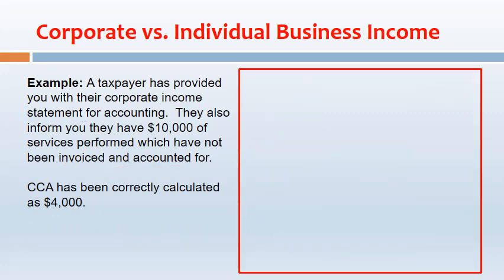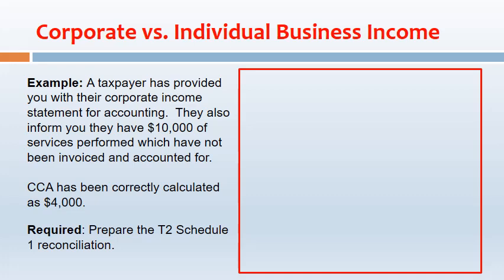So let's take a look at the reconciliation for the T2 Schedule 1. What's different here is that when we're dealing with a corporation and a Schedule 1, we start with the net income for accounting purposes. That's $1,000 as per the income statement on the last slide. What we're then going to do is make adjustments to come to our net income for tax purposes.